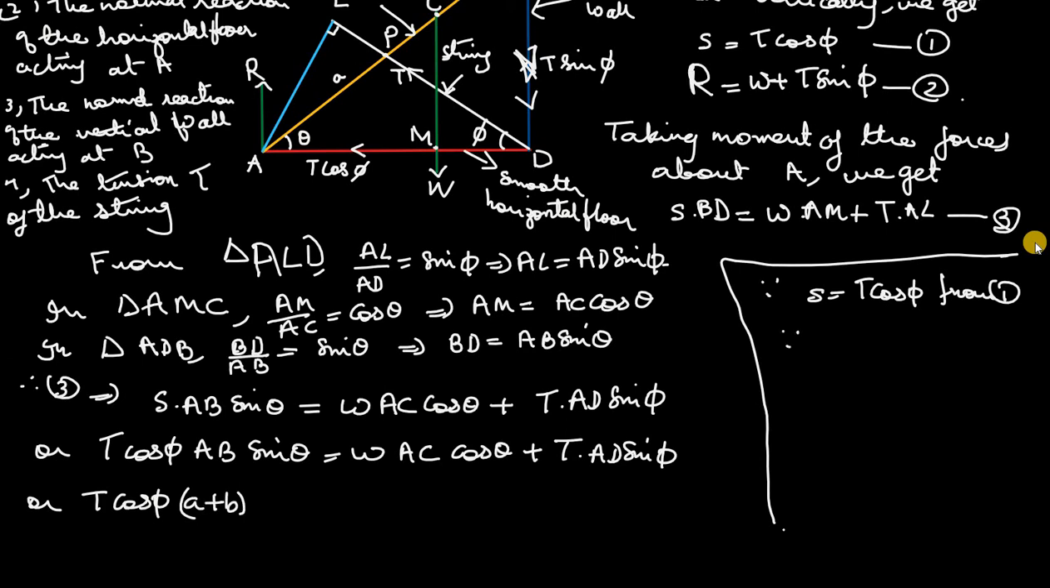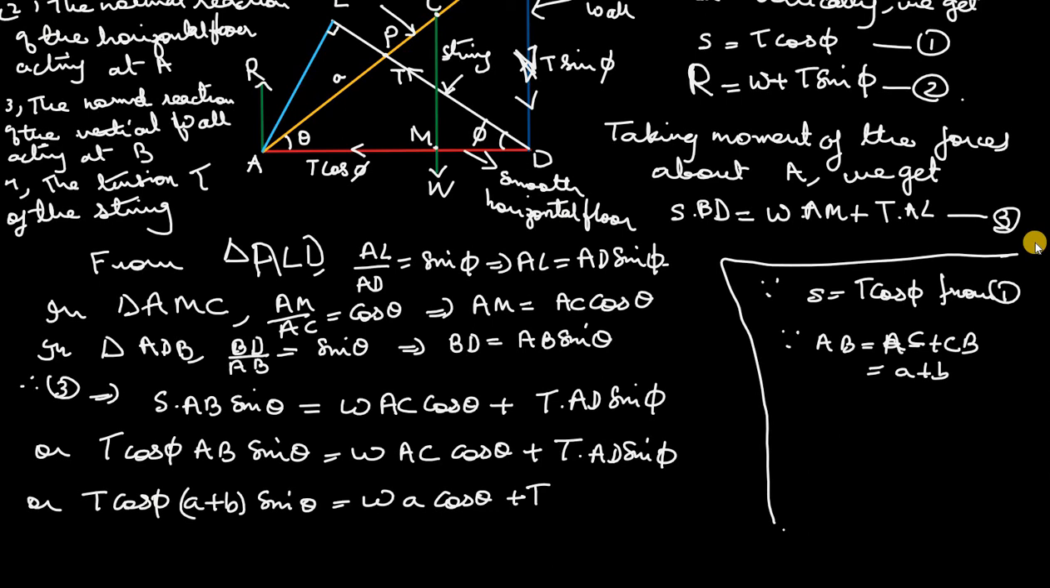Here you can mention, since AB is equal to AC plus CB, which is equal to A plus B. So S into AB sine theta is equal to W into AC. What is AC? As you can see from the figure, it is A into cos theta, plus T into AD sine phi. Now what is AD? If you consider this as the base.